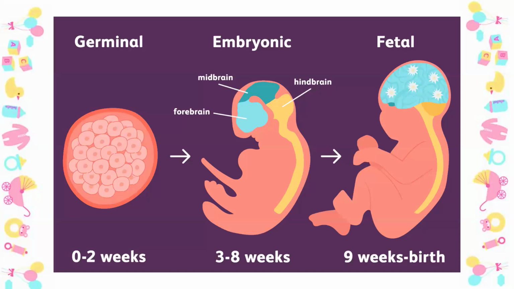So this is the period. Here the first thing is germinal. Here the sperm and egg, ovum, will meet and they'll form a ball of blastomeres that will be called germinal. This will last for 0 to 2 weeks, the shortest period of prenatal development. Then we have the embryonic stage, that is from 3 to 8 weeks.